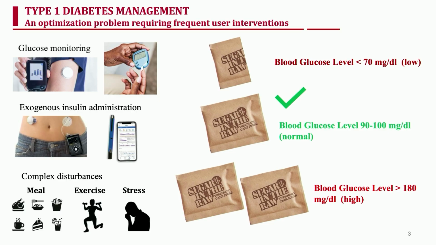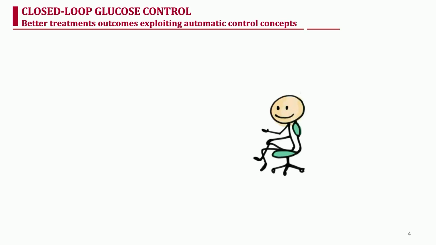So patients monitor their glucose and inject insulin to reject disturbances, to achieve one packet of sugar in the bloodstream as regulation. Now, automatic control principles can be used to close the loop, as we call it, on the patient that is sitting here, so that we can achieve automated insulin delivery and therefore better treatment outcomes.